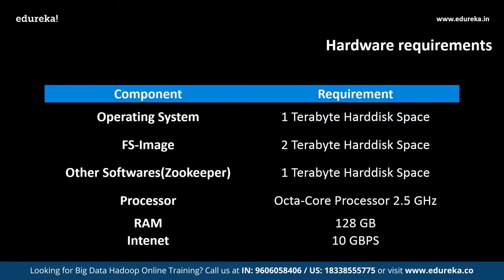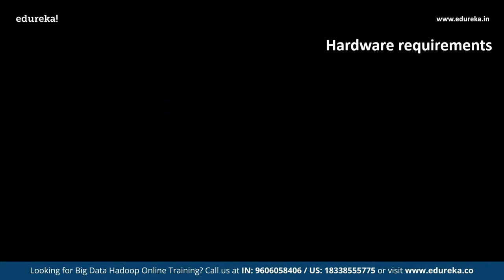Now, if we discuss RAM, we have to include at least 128 GB of RAM for efficient and flawless performance. And finally, the major part, the internet. One should have at least 10 Gbps speed internet to have an efficient workflow. So these were the requirements for the name node, secondary name node, and job tracker.